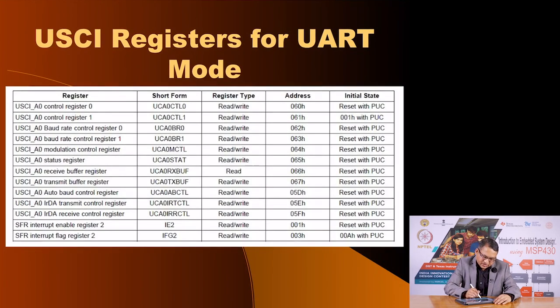There is a control register 0 and 1 for A0, there is a baud rate register, as I mentioned, baud rate register 0, 1 and a modulation control register. This status register will tell you what is the state of transmission and reception, whether a new byte has been received or the old byte has been transmitted, if there is an error in those transmissions. Then you have a receive buffer and a transmit buffer. There is a mechanism to automatically detect the baud rate of incoming data, and you can use that. Then there are registers for infrared communication, and then you have interrupt enable register as well as interrupt flag registers.